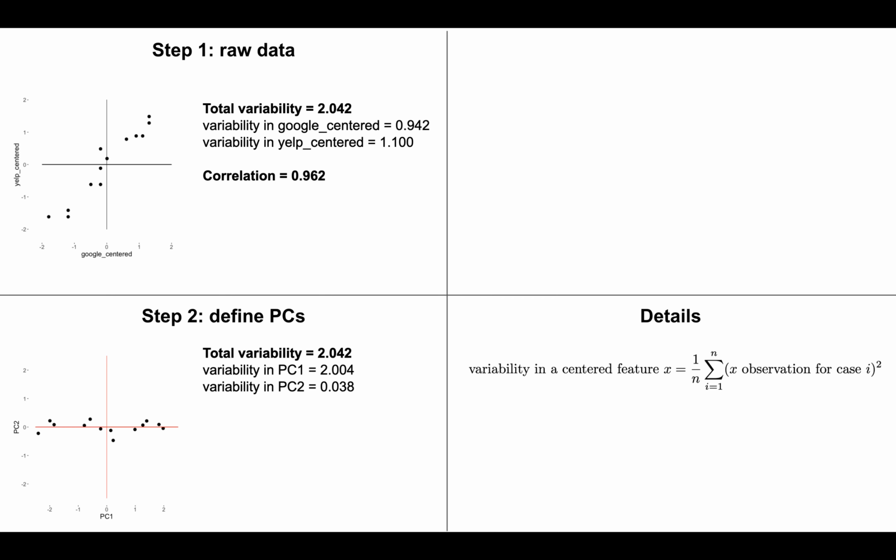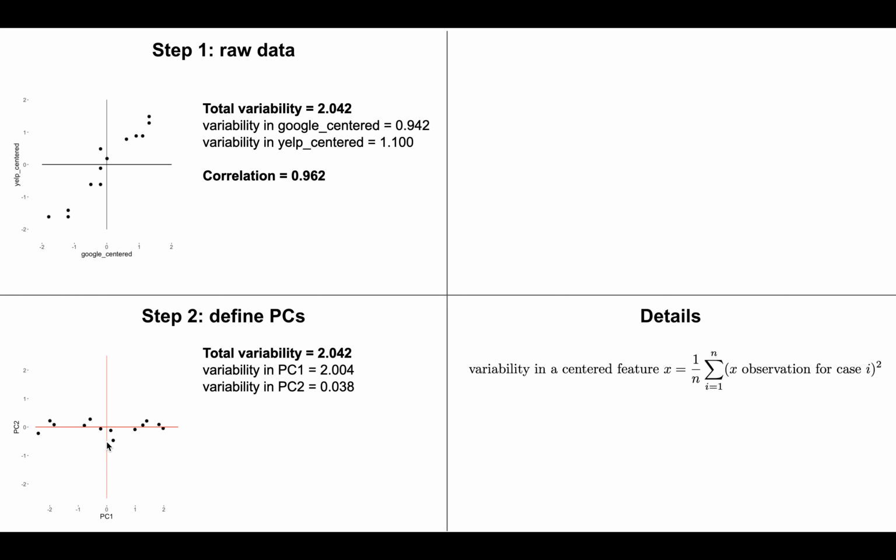Almost all of the total variability is now explained by the first principal component. Its variability is 2.004. In contrast, very little of the variability is explained by the second principal component. Its variability is only 0.038 of the whole variability in the dataset, 2.042. In fact, we can see that phenomenon here. We see a lot of variability in this direction, and very little variability in the second direction.